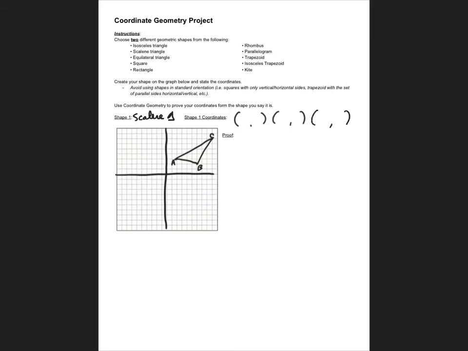Now, you have to prove that this is a scalene triangle. So in order to prove that this is a scalene triangle, you would need to find distances. And when you get the distances, you should end up with 3 different ones, because that's the definition of a scalene triangle. And then you write a quick sentence explaining, this is a scalene triangle because I found all the distances and they were different.